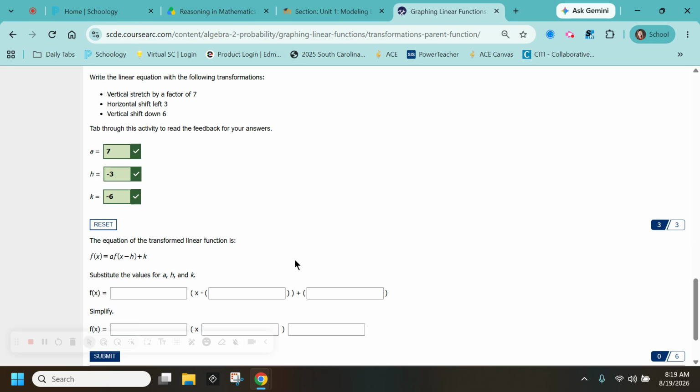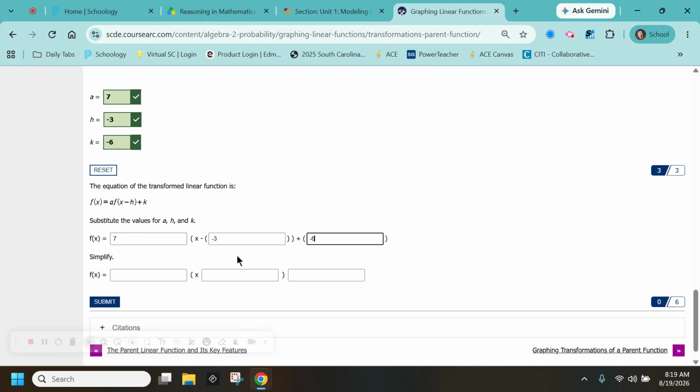And then rewriting that function with those values in there, we will put the 7 here, the -3 here in parentheses, and then the -6 here. Simplifying that, that looks like 7x. x minus a negative becomes plus 3, and this plus negative 6 will become just -6.